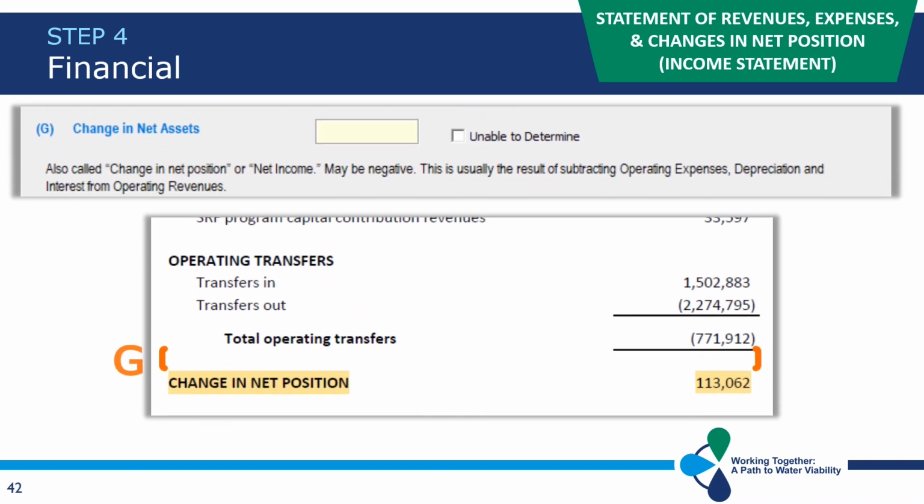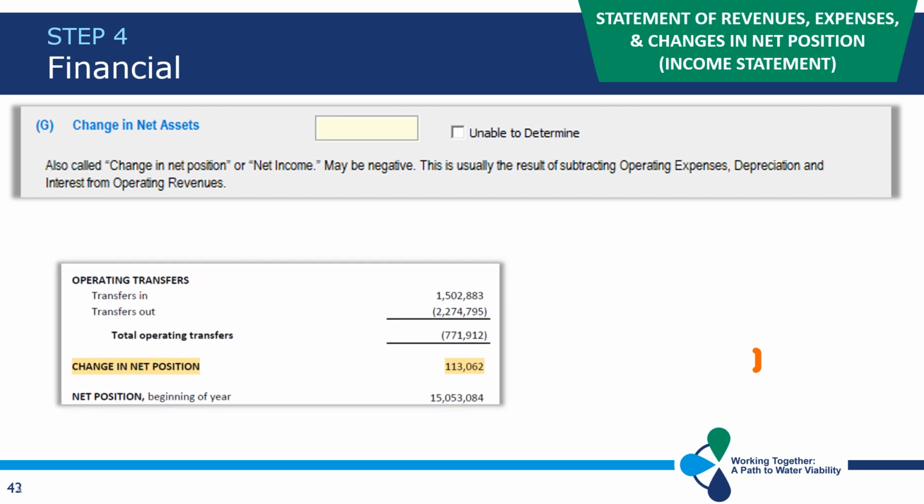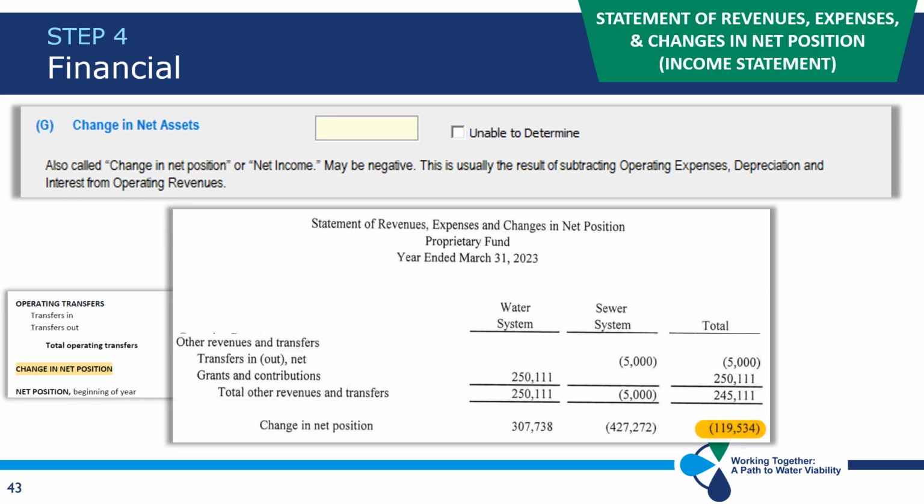Change in net assets is sometimes called net income or change in net position. It is your operating revenue minus operating expenses, depreciation, and interest expense. You need to have an accurate number for depreciation to calculate the change in net assets. So if you don't have audited financials, you may need to mark Unable to determine. This is the only number in the financial section that may be either positive or negative. If it's shown in parentheses on the statement, enter it with a minus sign in the tool.